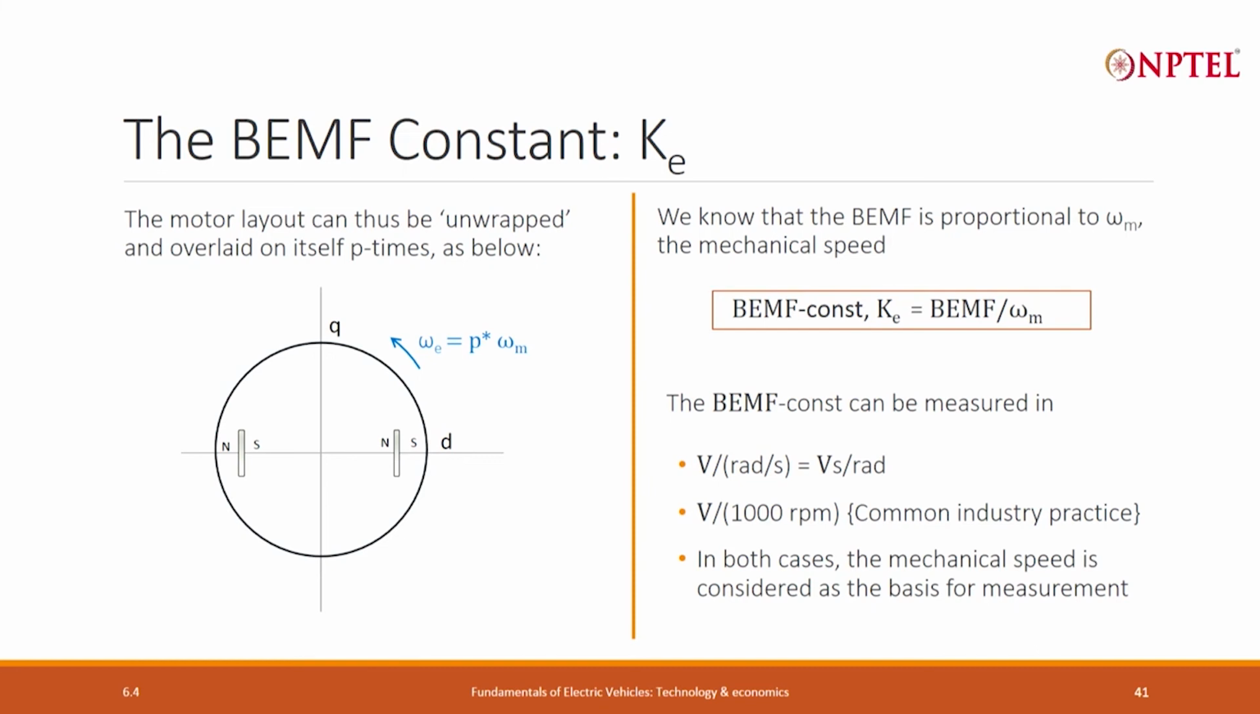So, now what are the units of measuring the back EMF constant? As you can see, the back EMF constant is back EMF divided by mechanical speed. Back EMF is measured in volts, mechanical speed is measured in radians per second. So, volts per radian per second, which can be expressed as volt second per radian, which is what is given here.